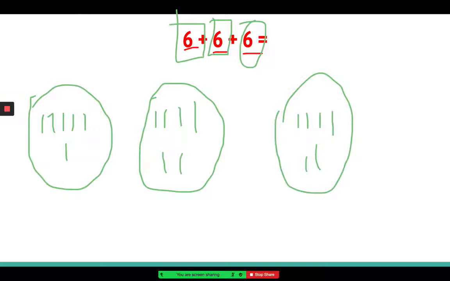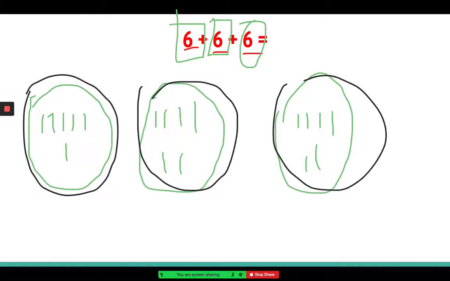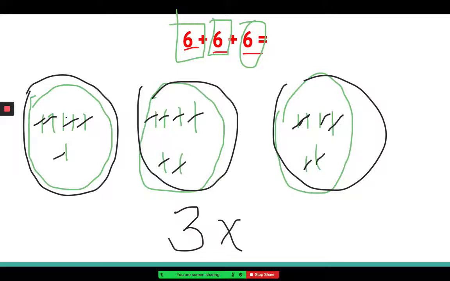1, 2, 3. Okay, I see 3 groups. My second factor is how many in each? 1, 2, 3, 4, 5, 6. That means this group has 1, 2, 3, 4, 5, 6. And this group, 1, 2, 3, 4, 5, 6. Each group has 6. There are 6 in each.